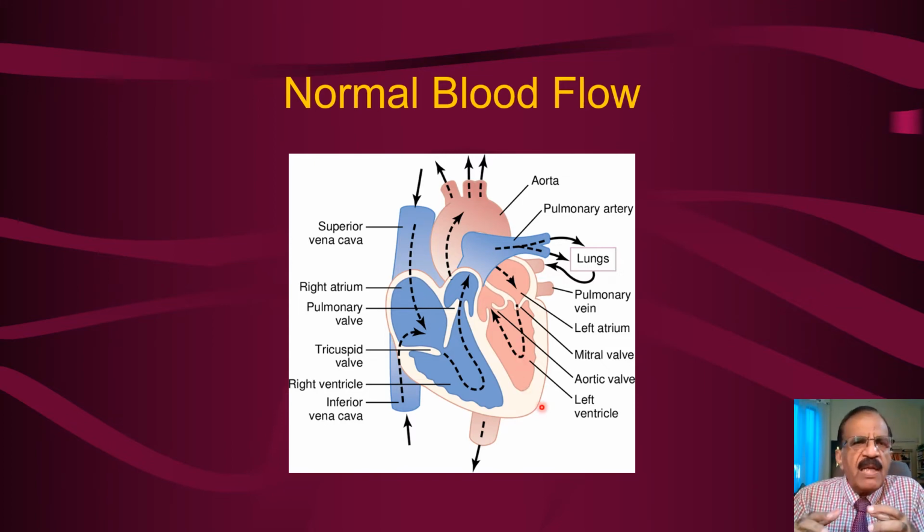So if blood has difficulty going forward because of a narrowed valve, that is a stenotic lesion. And if blood is going back when it should not go back, that is a regurgitant lesion. In many situations, we have combined stenotic and regurgitant lesions.